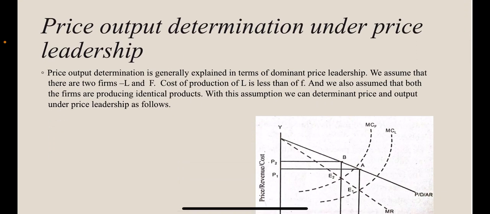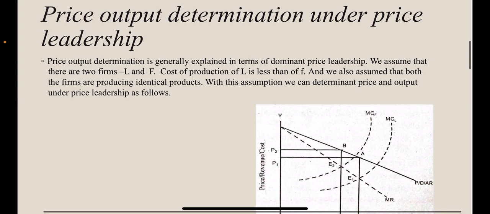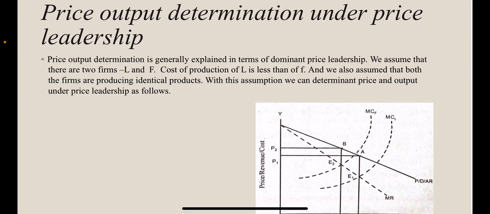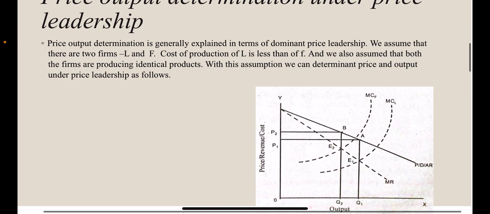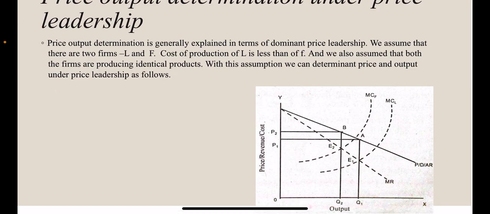Price output determination under price leadership. Price output determination is generally explained in terms of dominant price leadership. We assume that there are two firms, L and F. Cost of production of L is less than that of F, and we also assume that both the firms are producing identical products. With this assumption, we can determine the price and output under price leadership as follows.